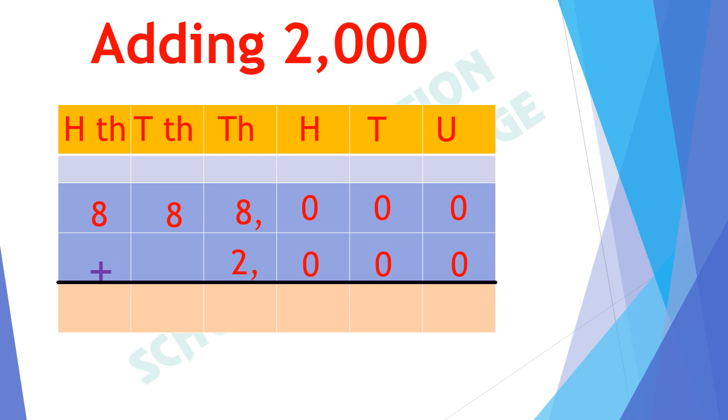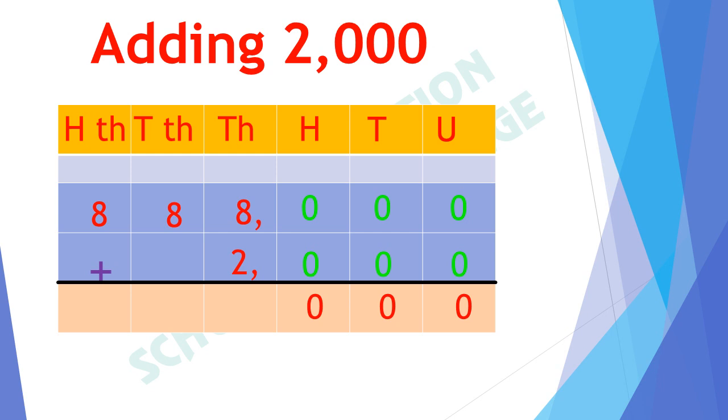We have to add 888,000 and 2000. If we start from the units, here we can see that we have to add 0 and 0. If we add 0 and 0, we get 0. In the tens column, we also have to add 0 and 0. So, we will write 0 here. In the hundreds column, there is also 0 hundreds and 0 hundreds. If we add 0 and 0, we get 0.